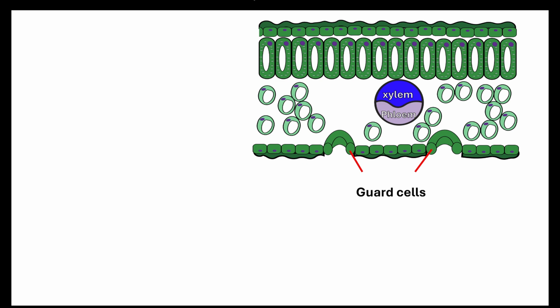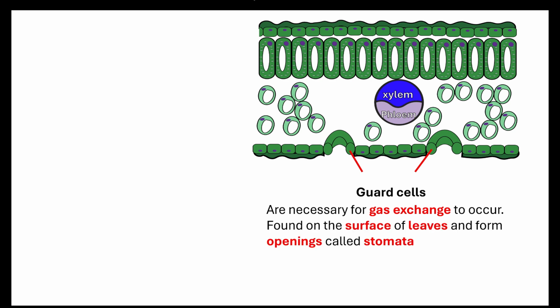Now, another one you have to know about is your guard cells. Your guard cells are again found in the leaf. These are necessary for gas exchange. When a plant does photosynthesis, it needs carbon dioxide. To get the carbon dioxide in, it needs to have these openings. They are found on the surface of the leaves, normally at the bottom, but they can also be found at the top, depending on the plant. And they are called stomata.